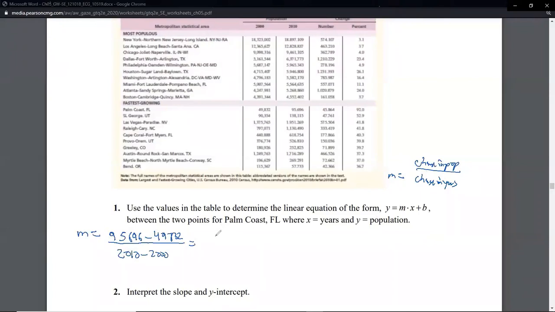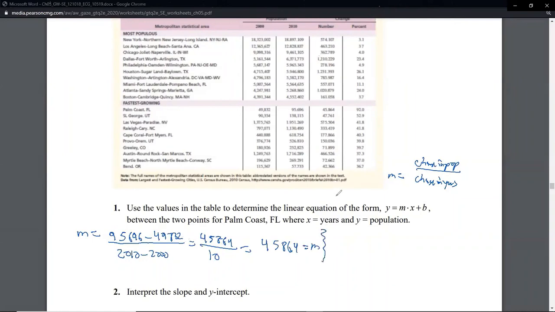If you do that subtraction, you're going to get 45,864, divided by 2010 minus 2000, which is 10. If you do that division, you're going to get 4,586.4. That is our slope. This is the rate of change in the population per year. That's what the slope is representing here, because we're talking about change in population versus change in years. That's going to be part of question 2, so let's hold off on that. But that's our m.